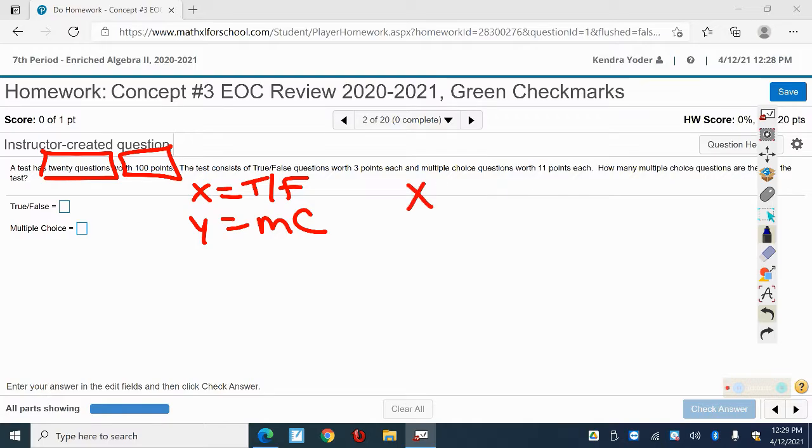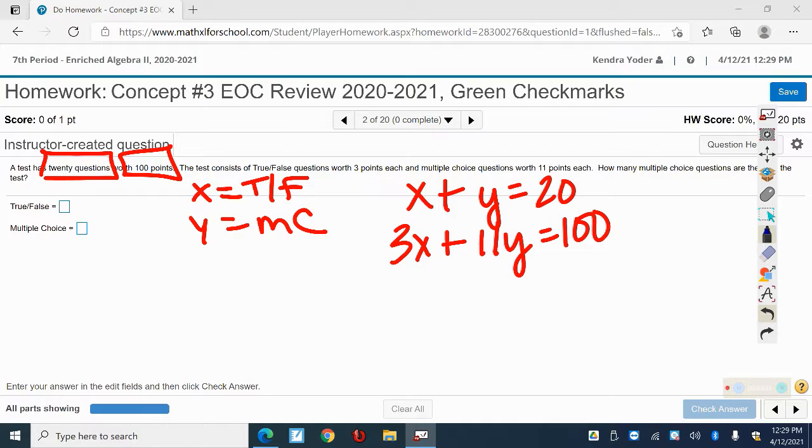So I'm going to have my pile of X true and false questions plus my pile of Y multiple choice questions, and that has to equal a total of 20 questions. Yes? Then we have how much they're worth. A true and false is worth 3X, a multiple choice is 11Y, and that is equal to my 100 points. Do we all understand that, yes or no? Do I care how you solve that? I do not from there, okay?